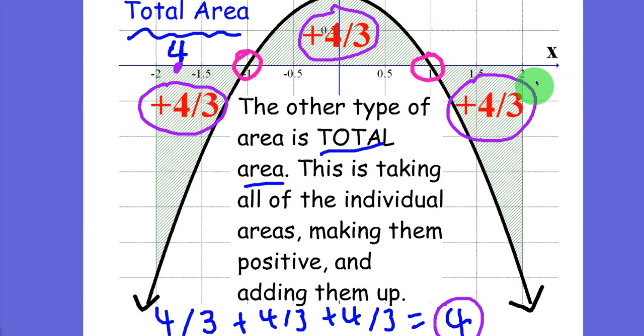The key here again is to find your x-intercepts. Split this up into different definite integrals. Find the definite integrals individually and take the absolute value of each of them and then add them up, which will give you the total area under the curve.